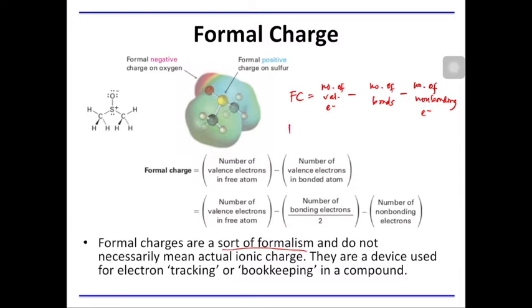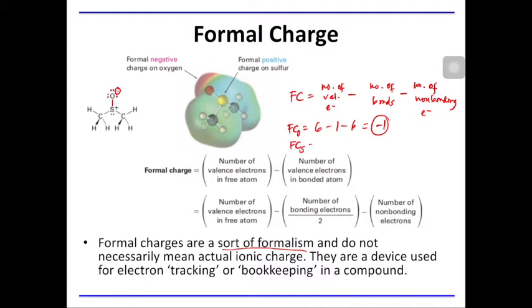The formal charge of oxygen here: 6 is the number of valence electrons in the free atom. It has 6 electrons minus the number of bonds, which is only 1, minus the number of non-bonding electrons. We have 1, 2, 3, 4, 5, 6. So the overall formal charge for the oxygen atom is negative 1. That's why it has a negative sign here.